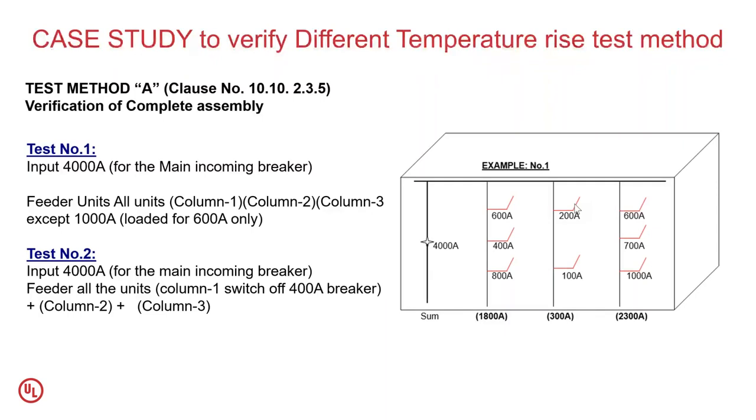10.10.2.3.5. Clear now? Means ensure that whatever rated current declared by the manufacturer has to be tested, depending upon the incomer rating of the switchboard. Incomer rating never changes. It's always 4000 in this case. Ensure that with 4000, what are the maximum feeders I can load? If it exceeds, I want to run one more test. I think this gives a good example for you to understand.